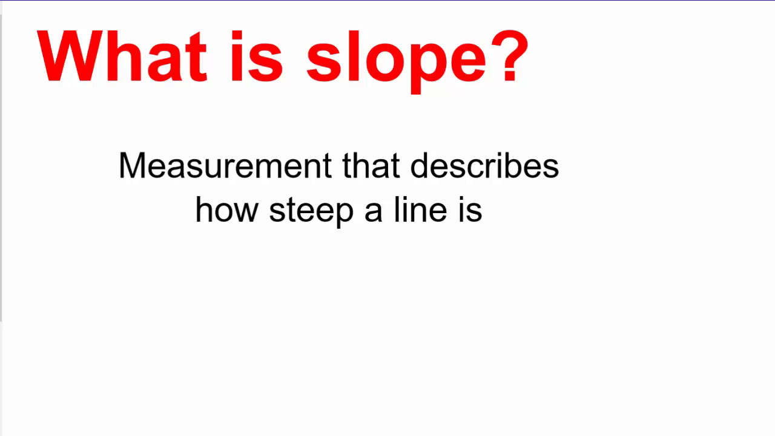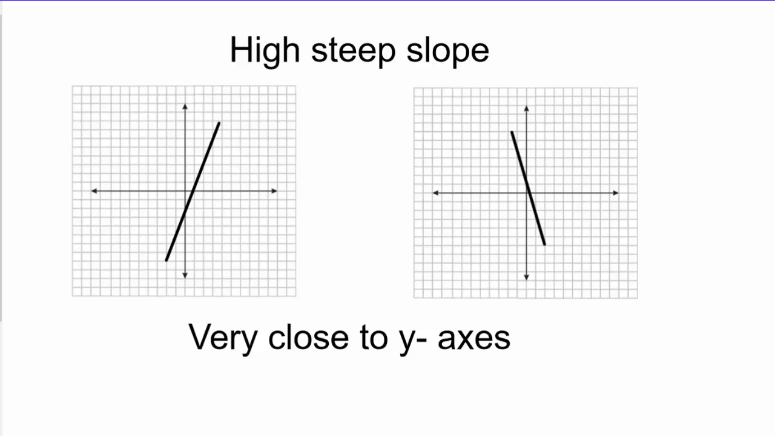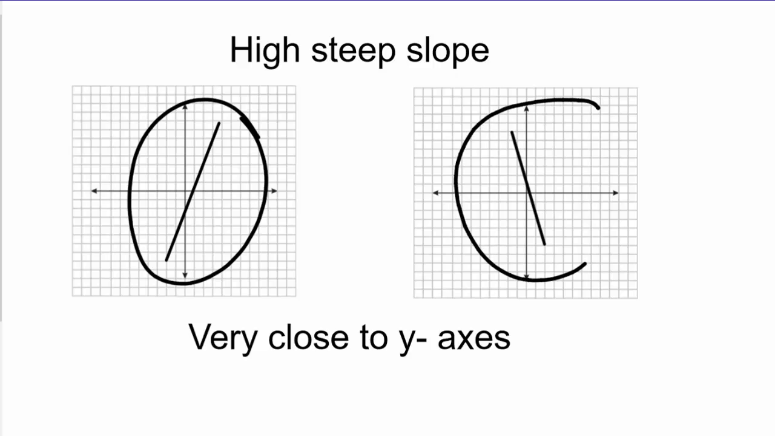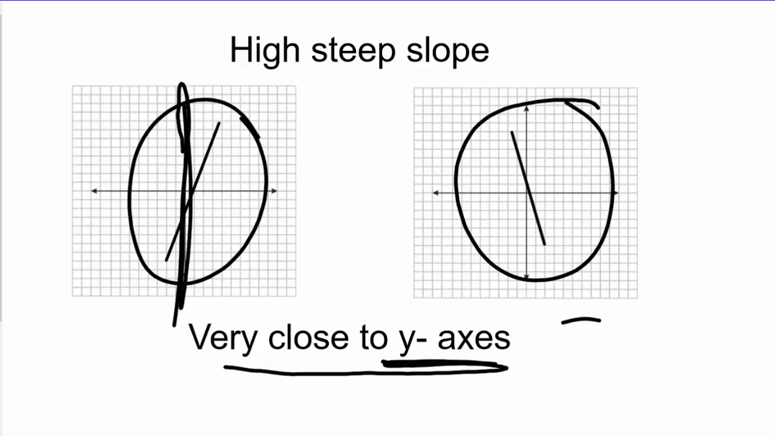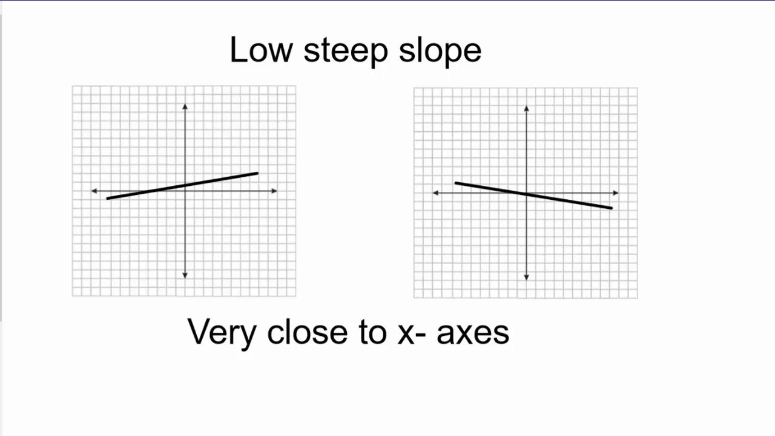What's slope? Probably you have heard it before. It's a measurement that describes how steep a line is. This is a high steep slope. That is also a high steep slope. That's a negative one, but they both are high steep slopes and very close to the y-axis. Low steep slope, very close to the x-axis.